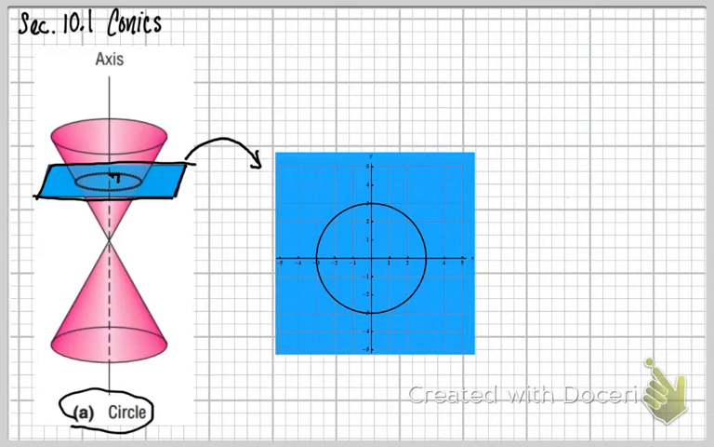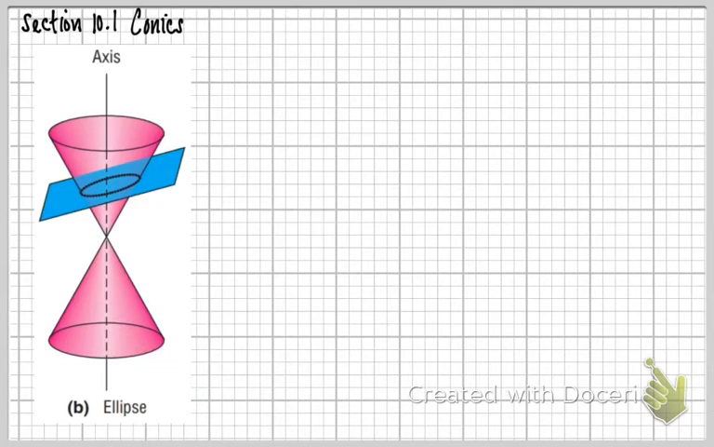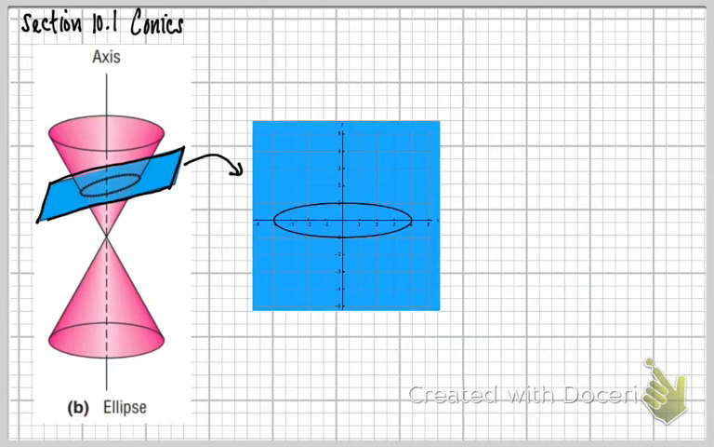Now the next one we're going to talk about is this one here. Notice it's tilted, on an angle. And notice what this is going to result in. If I draw this to the right, take a look at this. This is what we call an ellipse. It's kind of like an oval, right? But that's what we call an ellipse.